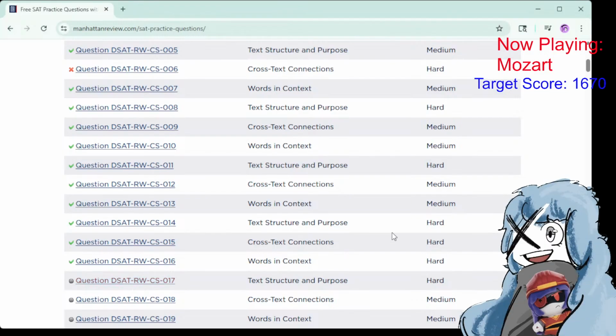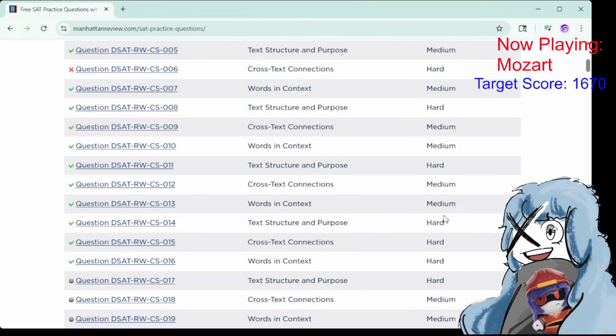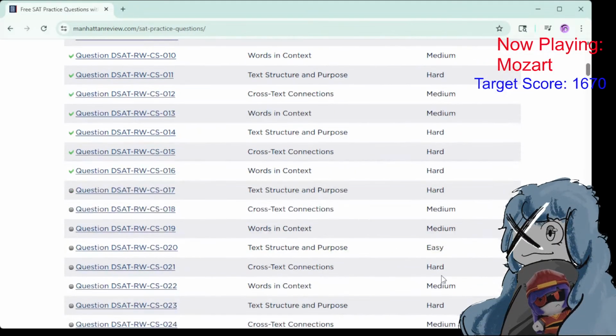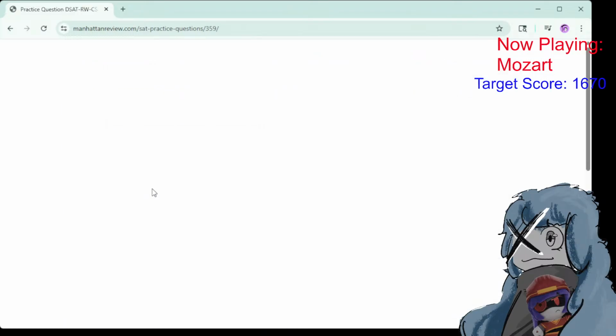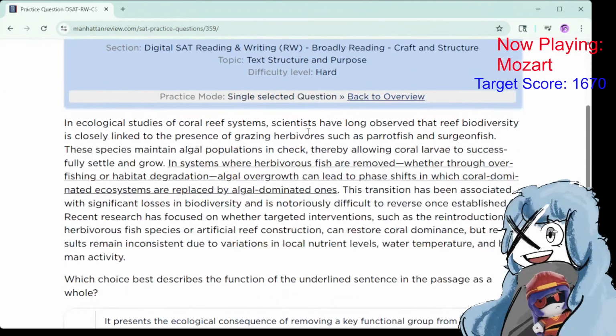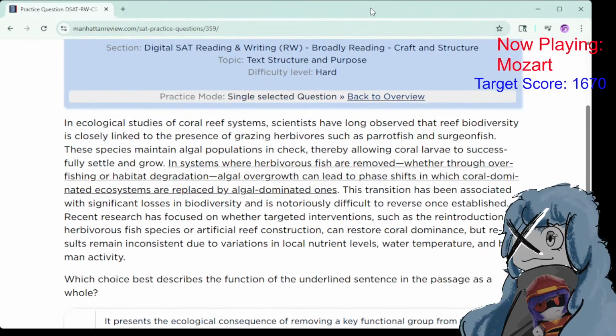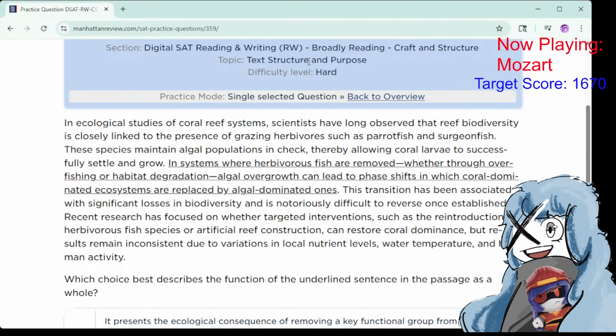Text structure and purpose. It's like four hard ones in a row. The next easy one is in four. The hard one's pretty easy anyway, so it doesn't matter. Text structure and purpose. Which best describes the function of the underlined sentence in the passage as a whole.